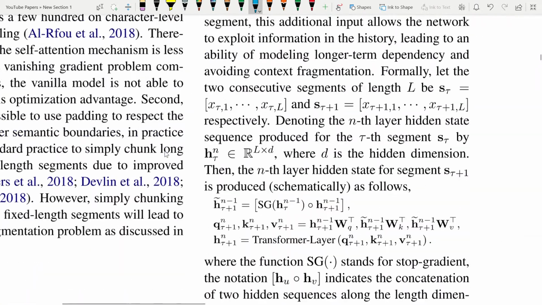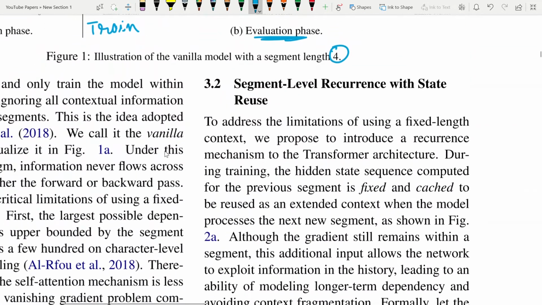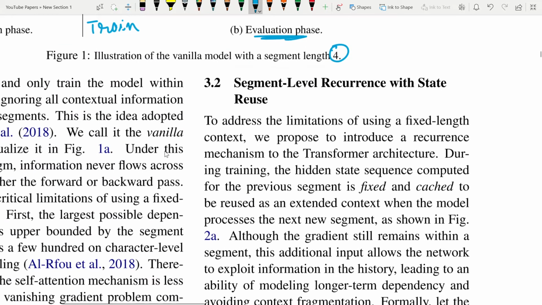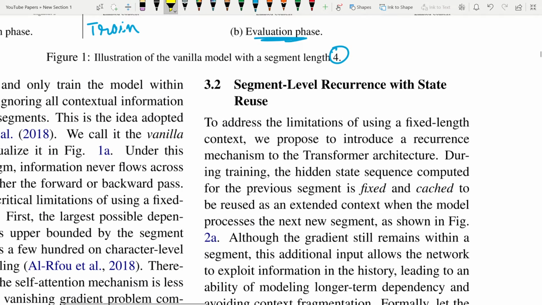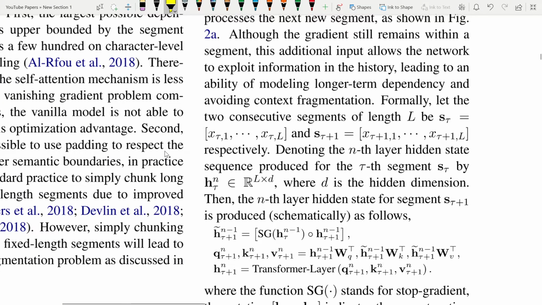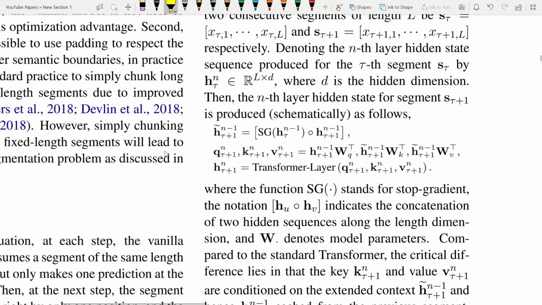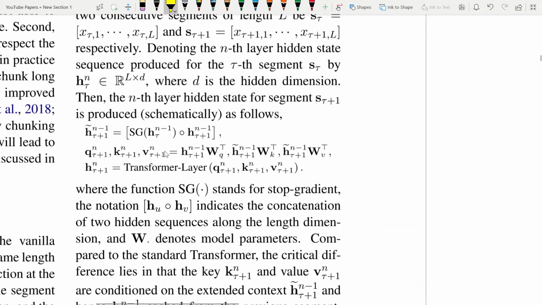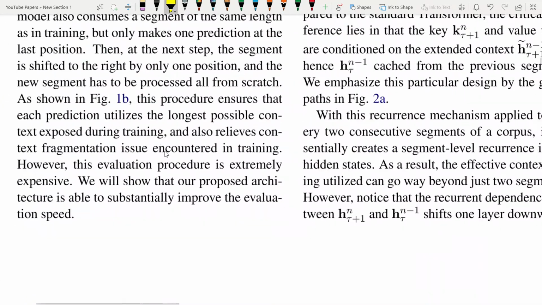Now comes segment level recurrence with state reuse. Huge words, sorry. Segment level recurrence, as I think we have discussed briefly earlier, is state reuse. So what is this? I think if I quickly jump onto this, it will be fine with the diagram.